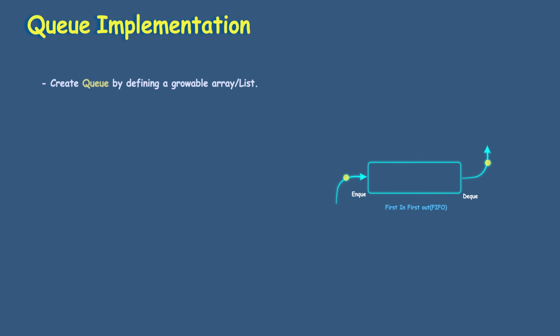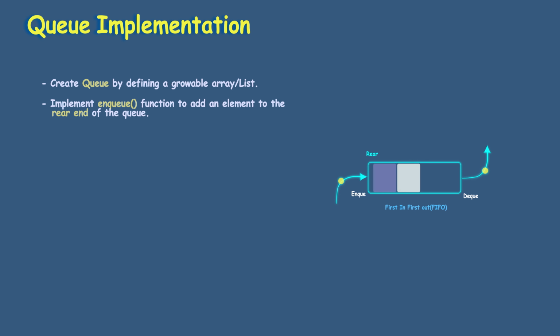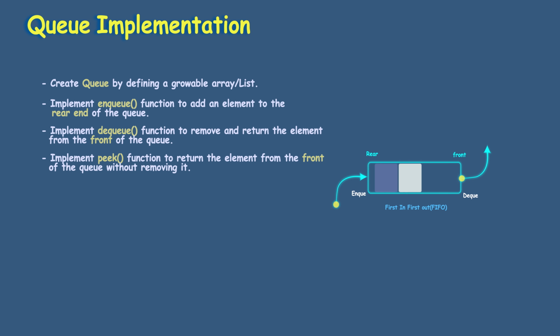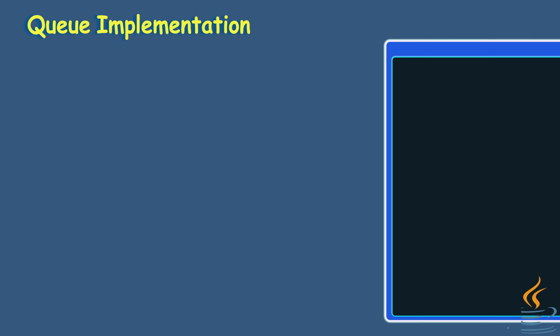Then we need to define functions to insert an element, that is the enqueue function. Similarly, we need another function, that is the dequeue function, to remove and return the element from the front end of the queue. Then we'll implement a peek function which returns the element from the front of the queue without removing it. Finally, we need two utility functions, that is isEmpty to check the emptiness of the queue, and the size function which gives the current size of the queue. Let's implement it using Java.